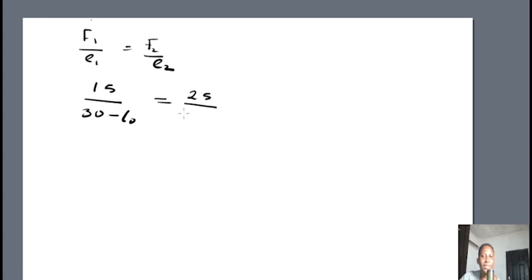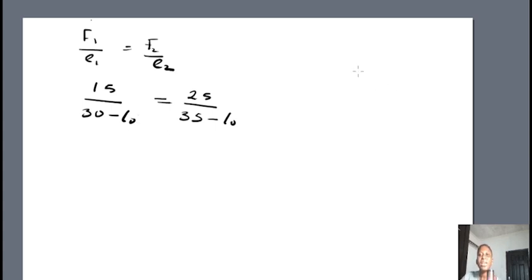So we have F1 over E1 is equals to F2 over E2. So what is our F1? Our F1 was 15, right? And our E1 was 30 minus L naught, which we did not know. And it's also equals to F2, which was 25 over 35 minus L naught. Because it's the same L naught in each of them.